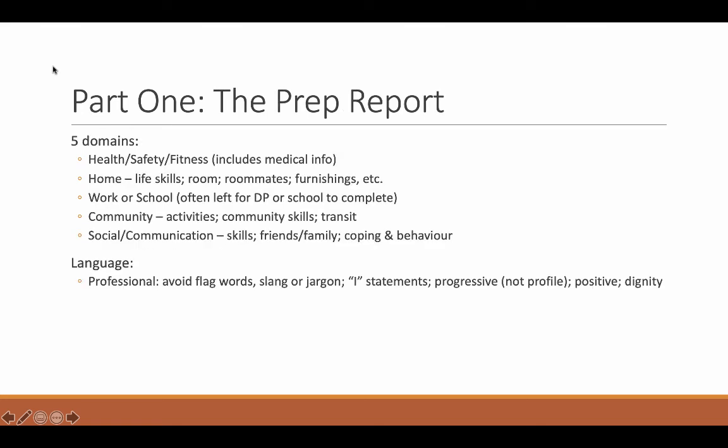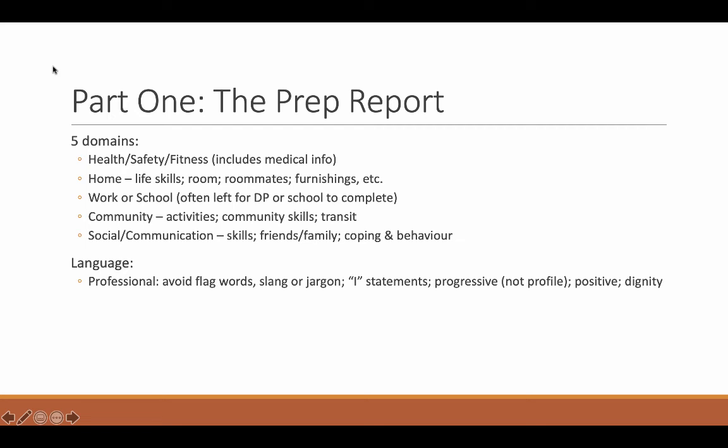The 5 domains that are dealt with in the prep report are these. The first is the health, safety, and fitness domain. This is where you would include the very specific information about medical checkups, such as the doctor's contacts, the dates of the meetings or the appointments and the next dates, as well as a summary of what the doctor said or other medical professional. The next domain is the home domain.